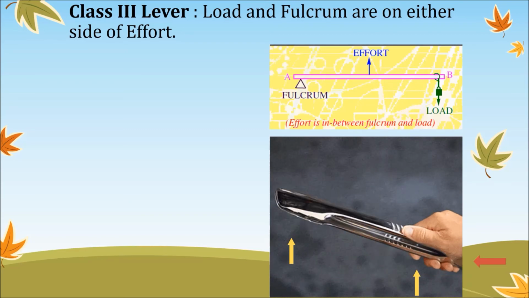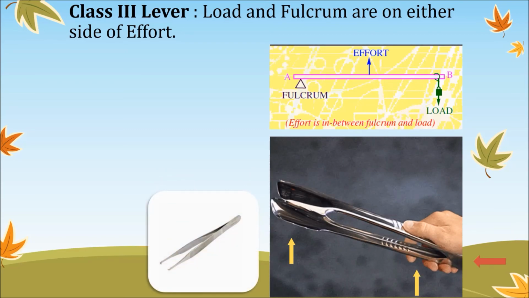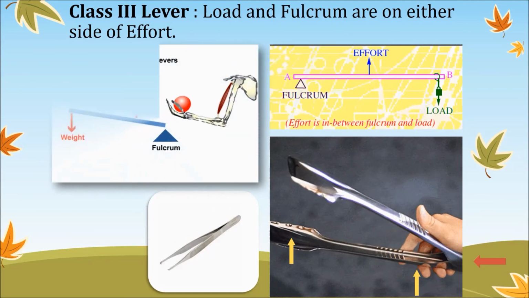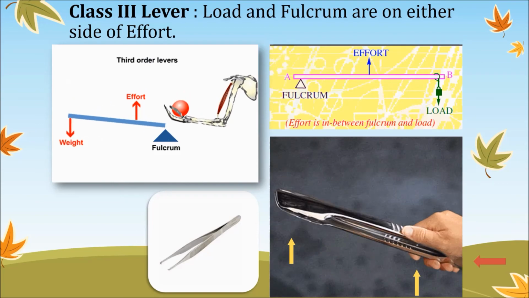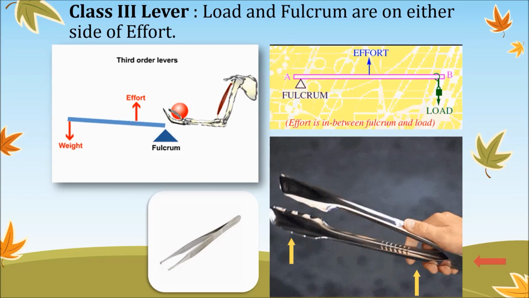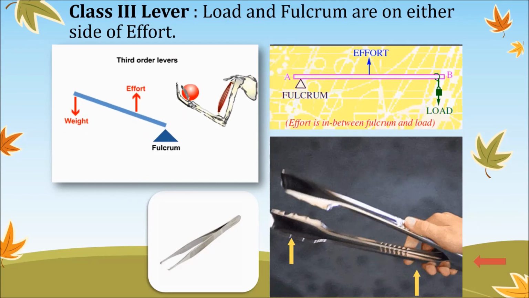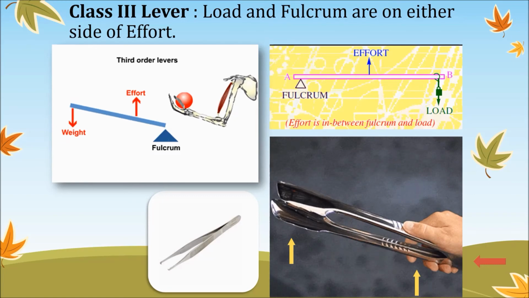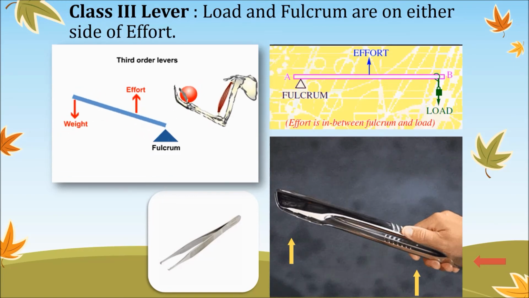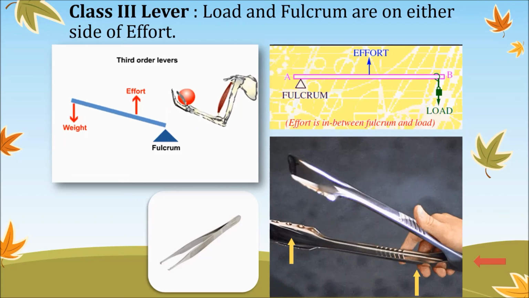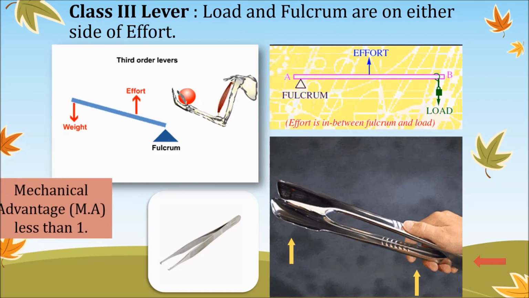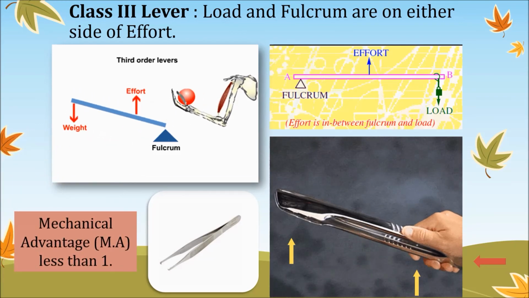The another example for class 3 lever is forceps. It works almost like tongs. The next important example is human arm. Human arm is an example for third order lever. Here the fulcrum is at the elbow and we carry load in our hand. Effort is in between them. Mechanical advantage for class 3 lever is less than 1.